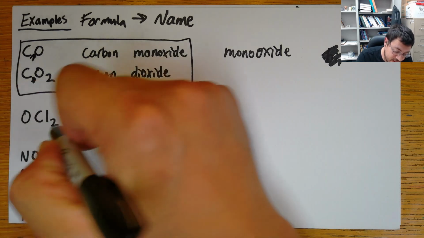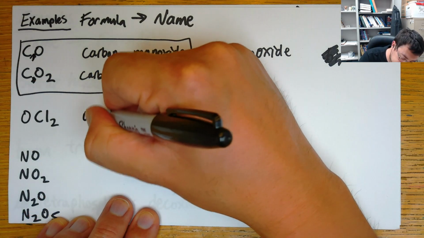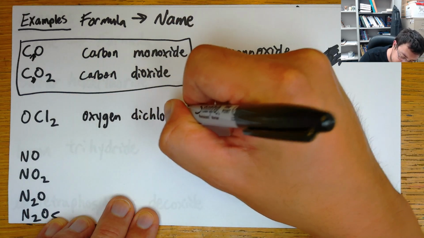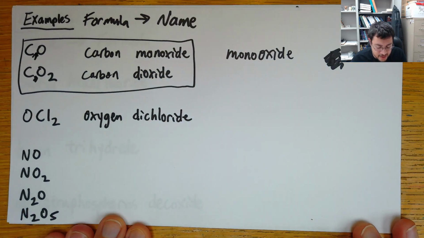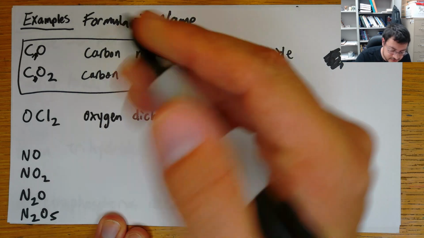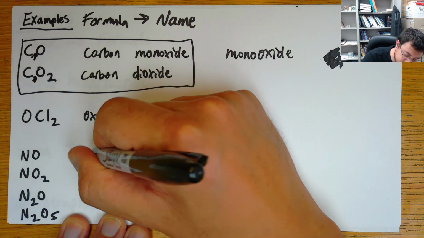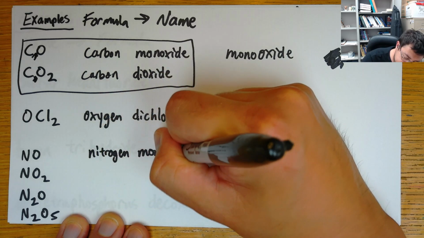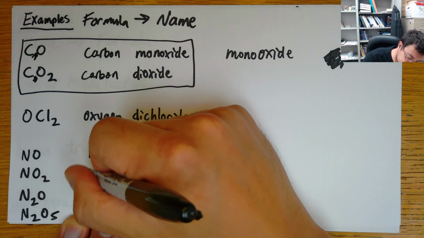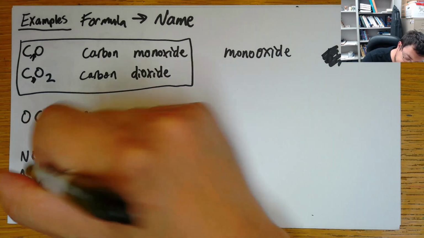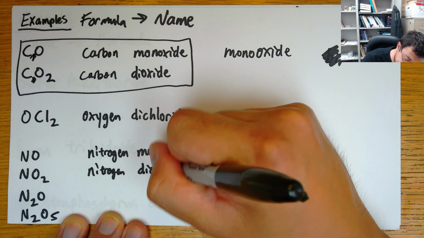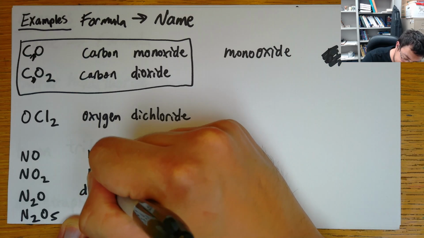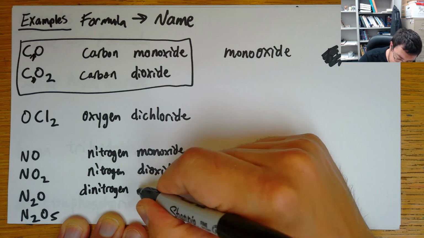All right, next one, we have oxygen and then 2 chlorines, so we go dichloride. All right. And lastly, let's go through these. All right, so we got one nitrogen, one oxygen. Nitrogen monoxide. One nitrogen, 2 oxygens. Nitrogen dioxide. 2 nitrogens, 1 oxygen. So that's going to be dinitrogen monoxide.